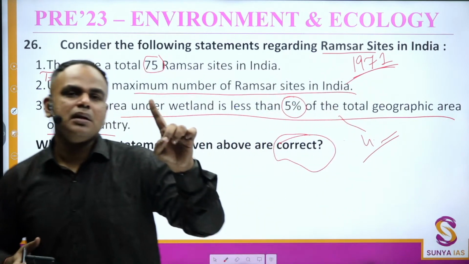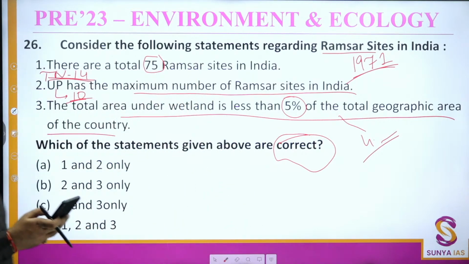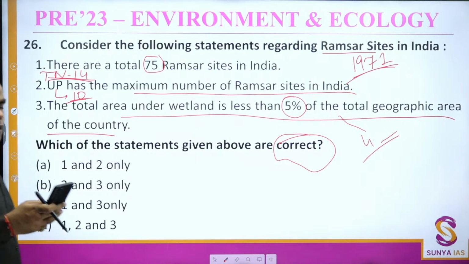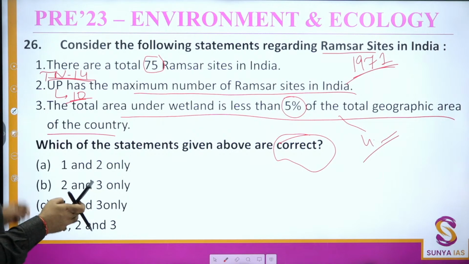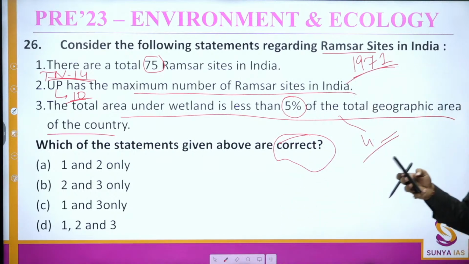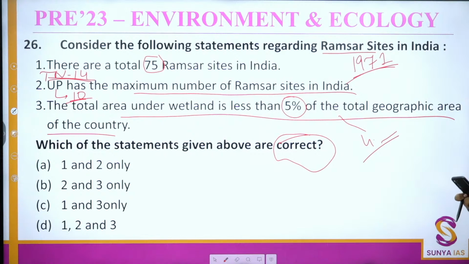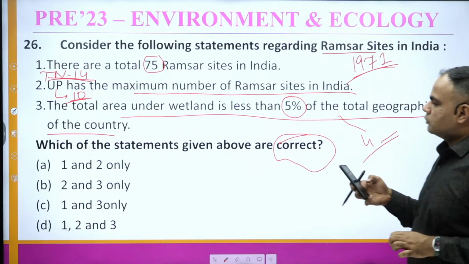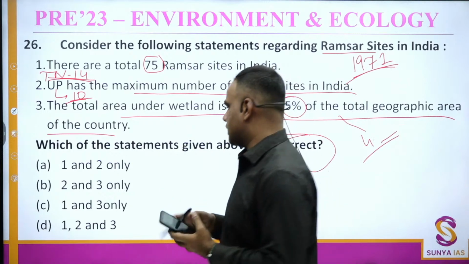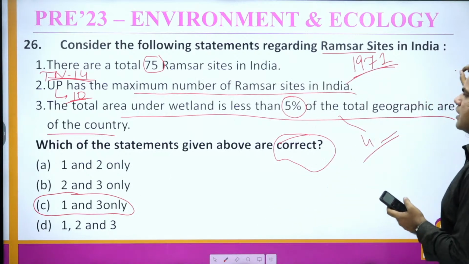Now tell me, we've already done this. Do we have more of inland wetlands or do we have more of coastal wetlands? More of inland or more of coastal wetlands? Yes, more of inland wetlands, correct. So of course when statement 2 is wrong, the answer becomes C, 1 and 3 only. So wetland area is less than 5%, that is 1.